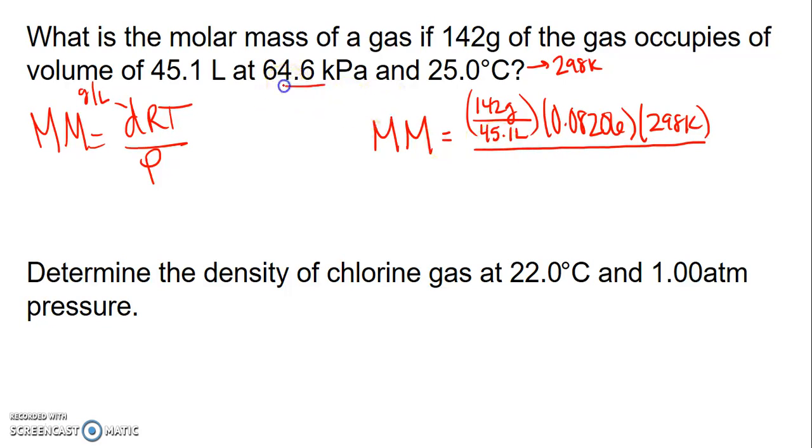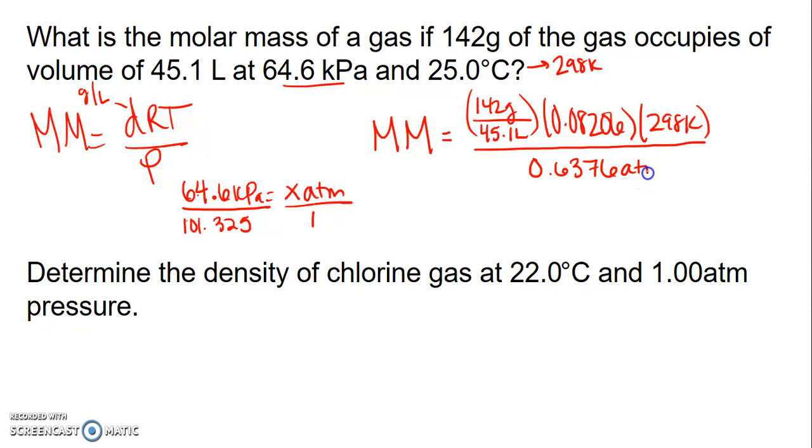And we have the pressure, but it's not in the correct unit. So we're going to do a unit conversion down here. 64.6 kPa, and according to the ideal gas law, we need it to be in atmospheres. In the unit conversion we did in the last video, 1 atmosphere is equal to 101.325 kilopascals. If you do that cross multiplication, you end up getting 0.6376 atmospheres. And that's what will go on the bottom of our molar mass equation.